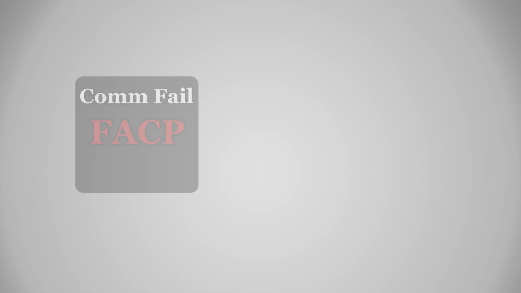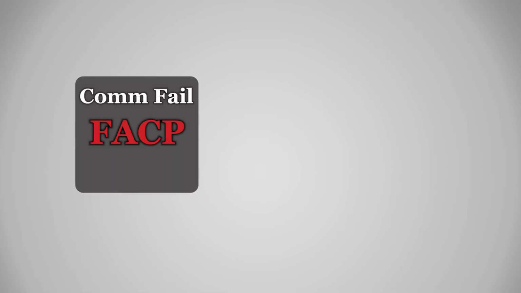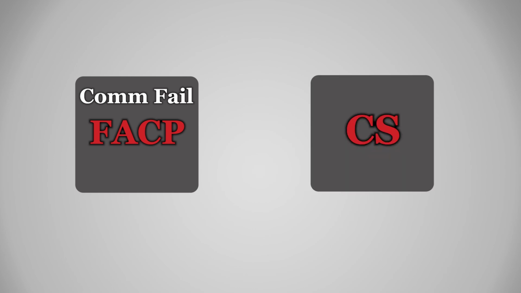Now, before we can discuss troubleshooting, we must first understand the problem. When you have a comm fail on your alarm panel, it means the alarm panel failed to have a successful communication with its program destination. Traditionally, the program destination would be your central station.